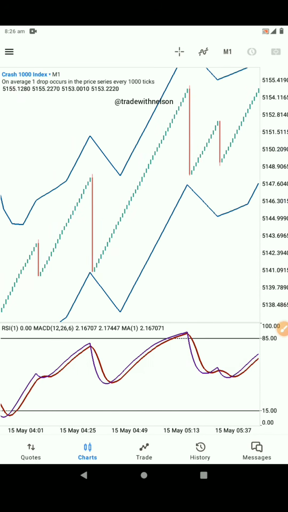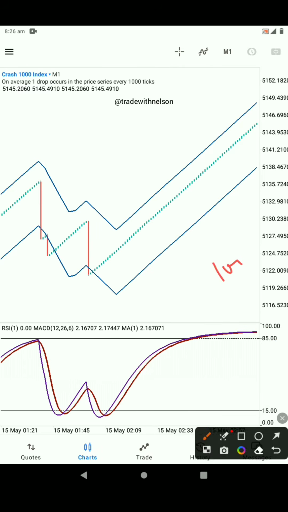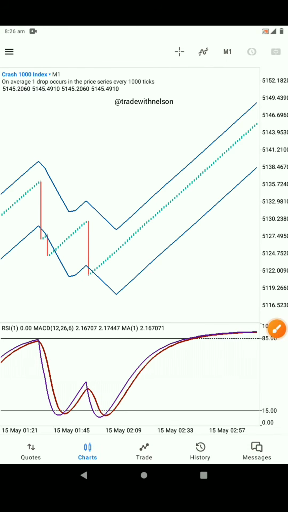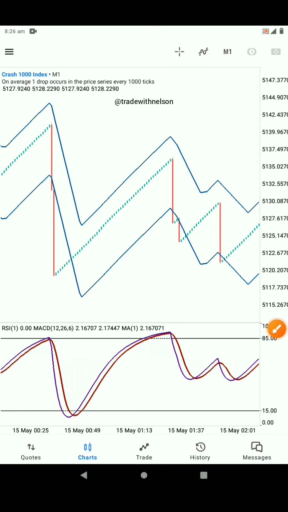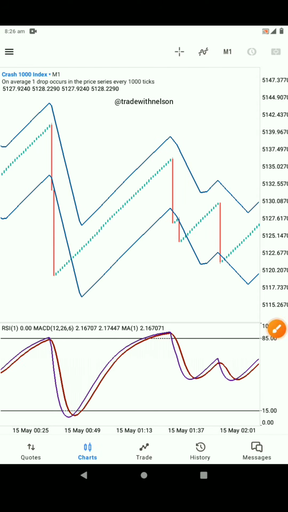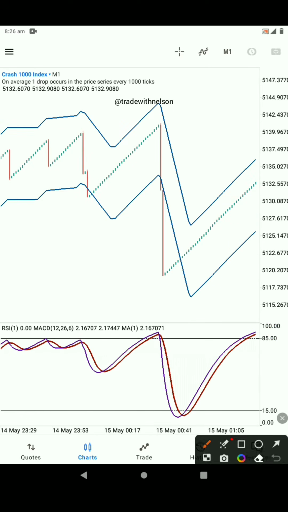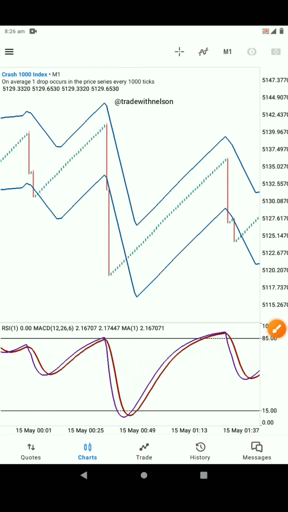So this is the Crash 1000 market. Like I always tell you, the Crash and Boom 1000 is one of the easiest markets that you can trade in the boom and crash market, and the most volatile market is the 300. Not all strategies work over there, although I have dropped some strategies that work on the Volatility 300 market and it works very perfectly. So if you go back on my videos, you will definitely see them.